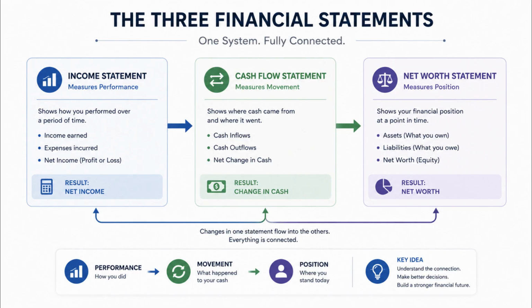Now, most people think these are separate reports, but they're not. They're fully connected. The income statement feeds into cash flow. Cash flow changes your cash balance, and both affect net worth. Everything is linked. Here's the core relationship. The income statement measures economic activity. The cash flow statement measures the cash movement, and the net worth statement measures the accumulated financial position. One explains performance, one explains movement, and one explains position.